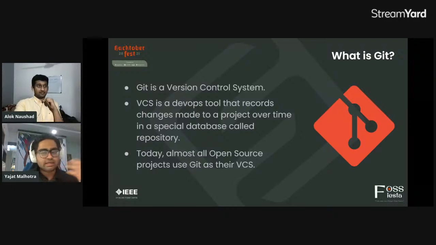Now you must be thinking what Git is. Git is a version control system, also called VCS. It is one of the world's most used VCS. Now you would be thinking, what is VCS? This guy is just coming and throwing terms at us. VCS is a tool that helps you record changes made to your projects over time in a special database called a repository.